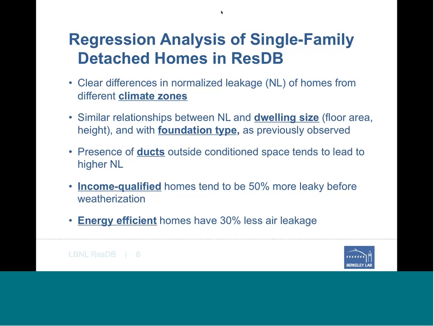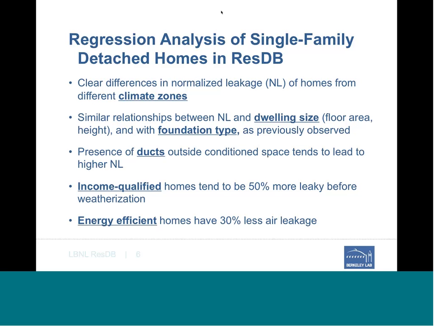In the previous version of our database, we didn't have a very good coverage of the whole U.S. So this time around, we specifically targeted areas of the U.S. that we didn't have sufficient information on. So we now see that there are clear differences in leakages of homes from different climates. Warmer climates in the U.S. tend to have leakier homes, and cooler climates in the U.S. tend to have homes with lower leakages.